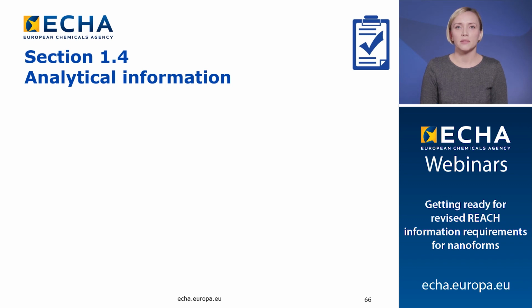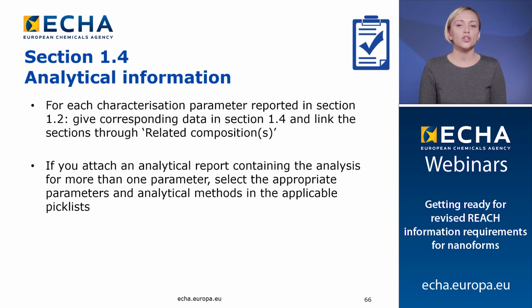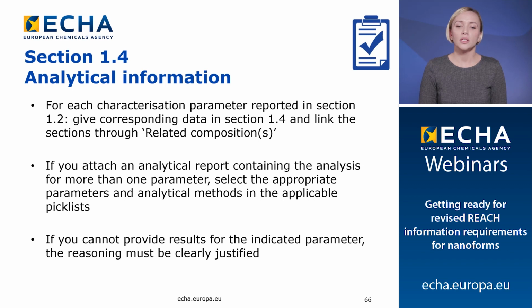Just to wrap up what must be reported in section 1.4. For each characterization parameter reported in section 1.2, you must provide corresponding data in section 1.4 and link the sections through the related composition fields. If you attach an analytical report containing the analysis for more than one parameter, you must select the appropriate parameters and analytical methods in the applicable pick lists. And also, if you cannot provide results for the indicated parameter, the reasoning must be clearly justified in section 1.4.